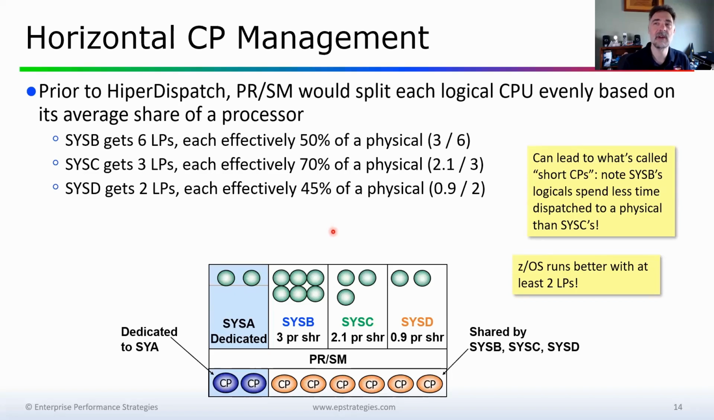Now, this is where you got into the situation of what we call short CPs, because you can imagine if instead of having 2 here, we had 6 here. So now SYSD, you do that math, it wouldn't be 45% of a physical for each; if there were 6 here, it'd be 15%, right? So that's a very small slice of a processor, hence the idea of a short CP.